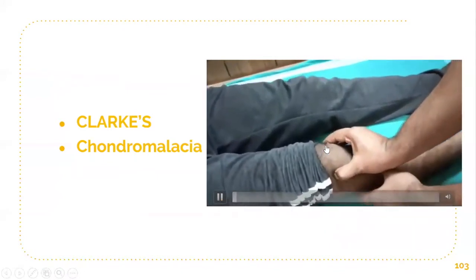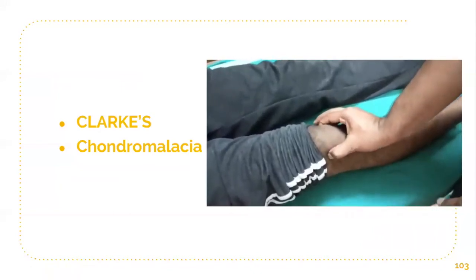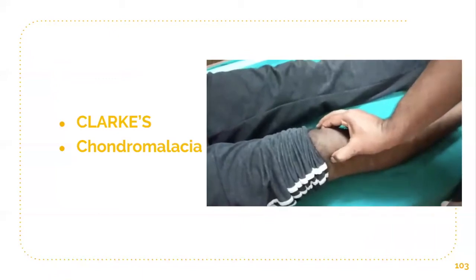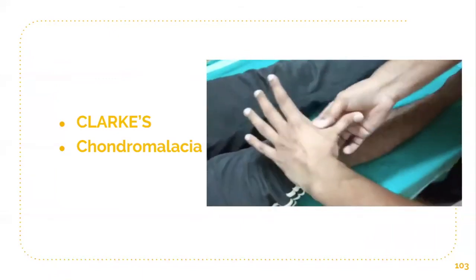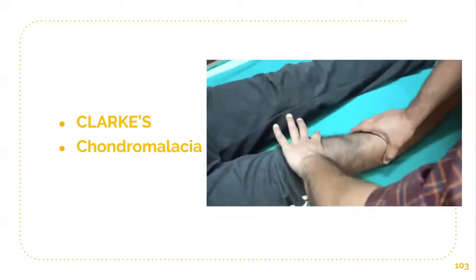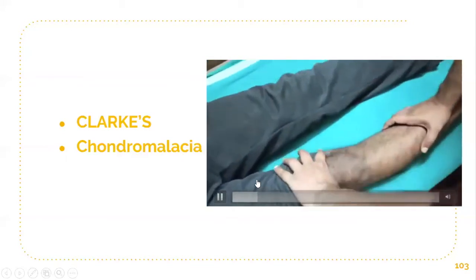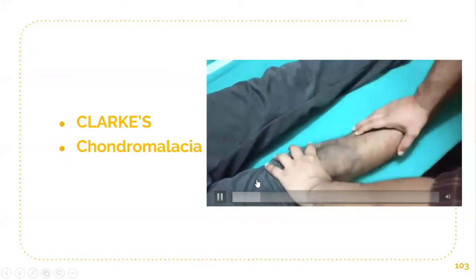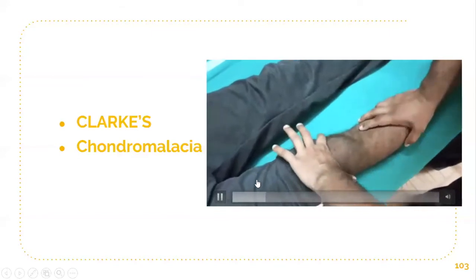In Clark's test, we fix the superior margin of the patella using the web space of thumb and index finger. Then ask the patient to contract the quadriceps. This is Clark's test using the web space between thumb and index finger. Fix the patella superiorly and ask the patient to contract the quadriceps, in which the patella moves proximally due to the force of the quadriceps, which causes pain in chondromalacia patella.